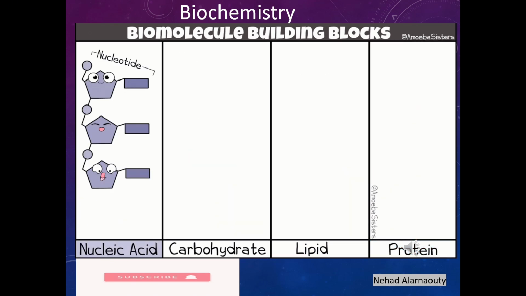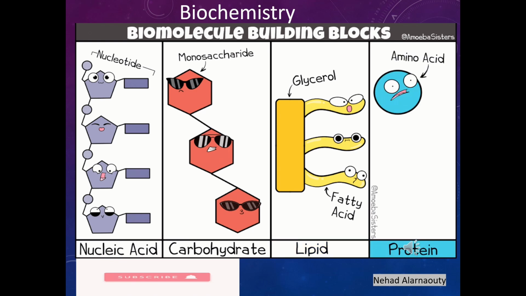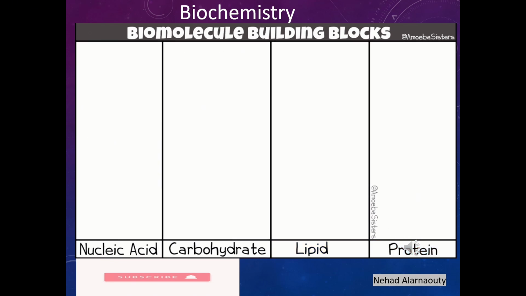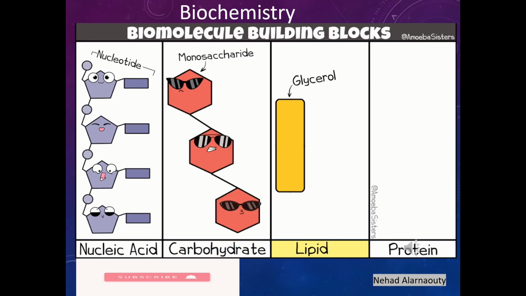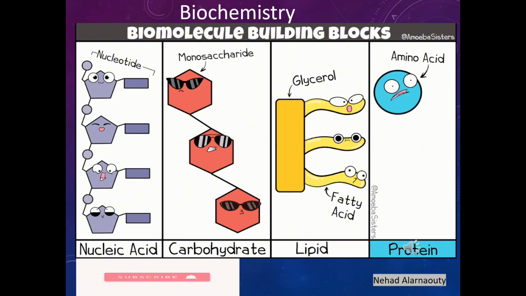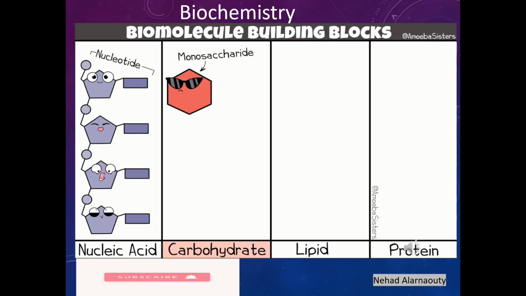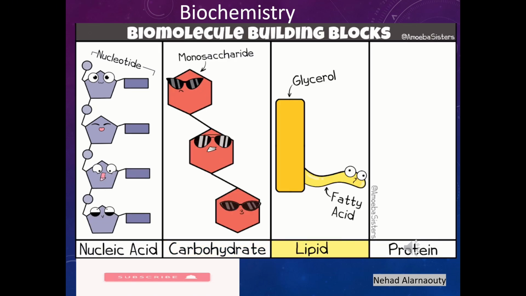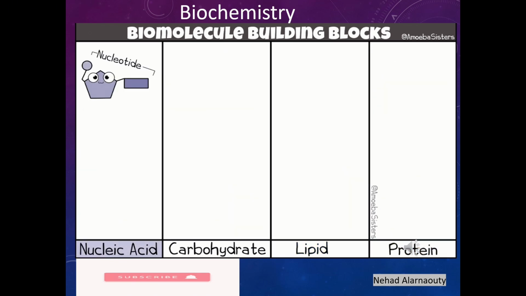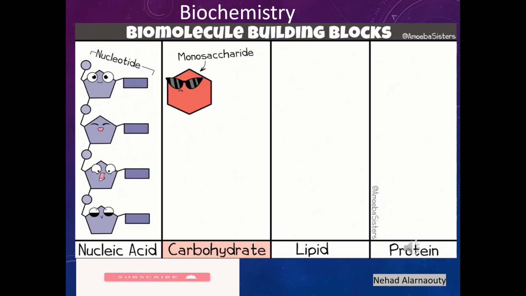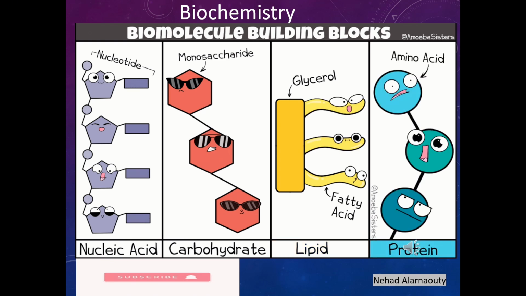Actually, we have four biological macromolecules. Number one is the nucleic acids, which are DNA and RNA, and again, we're going to talk about them in a separate video. Number two is carbohydrates. Number three is lipids. Number four, the last one, is proteins. We'll have a separate video for each one of them, except the carbohydrates. Today we're going to start the biochemistry, and we're going to talk in detail only about the carbohydrate as a biological macromolecule.